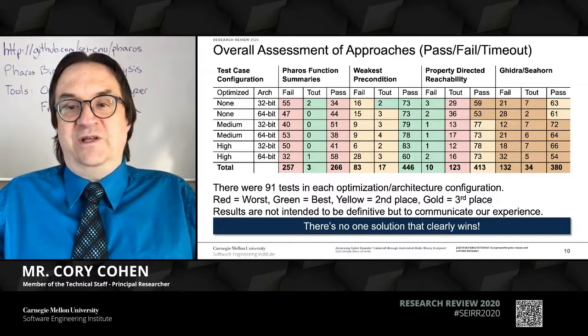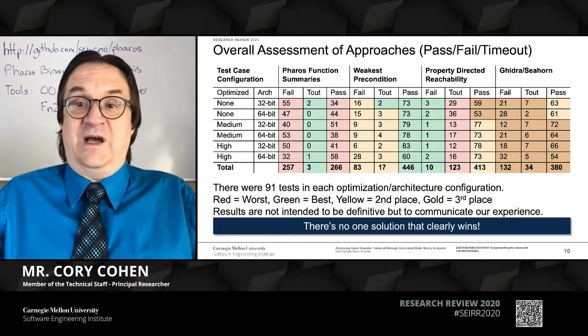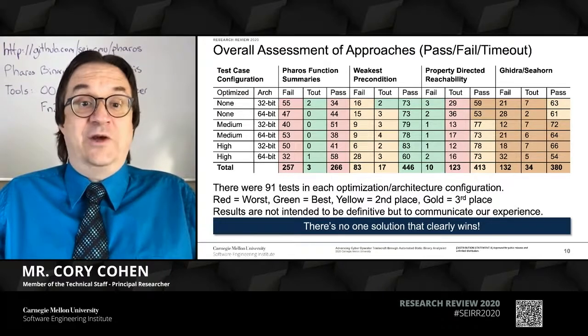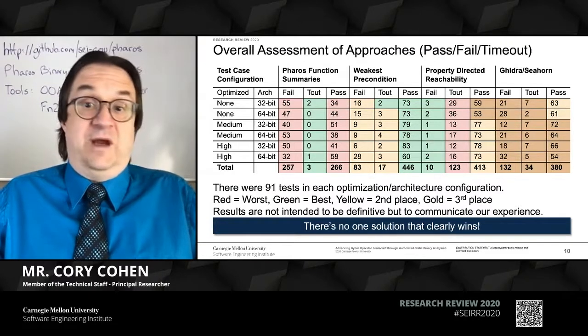The weakest precondition approach is actually the one to beat. This is the one from the academic literature that we started with, and it's still doing the best. It had the greatest number of passing tests and came in second on both failures and timeouts, so it's doing okay there.